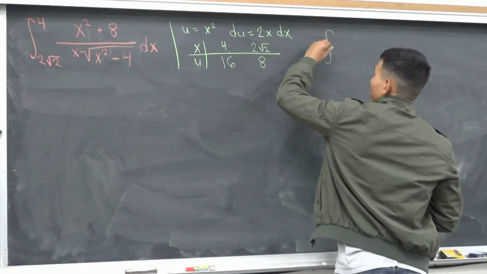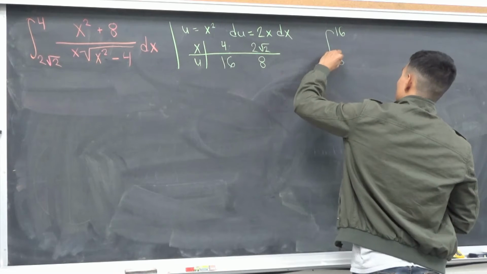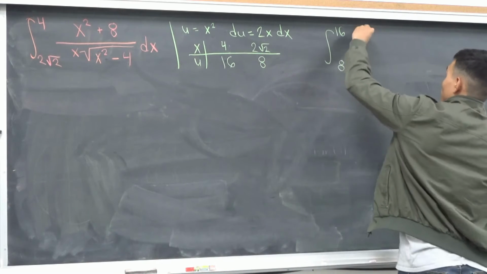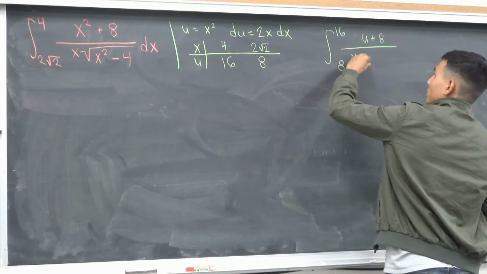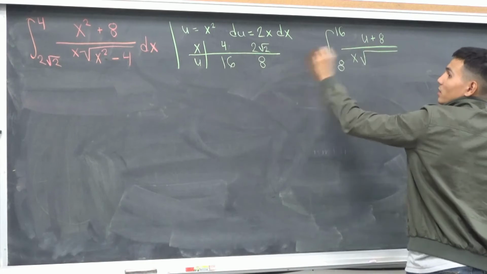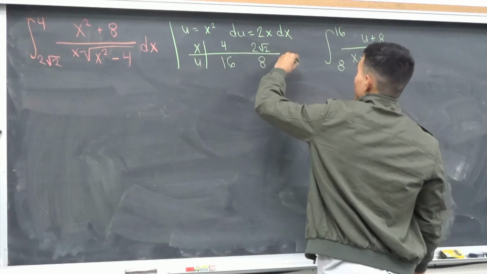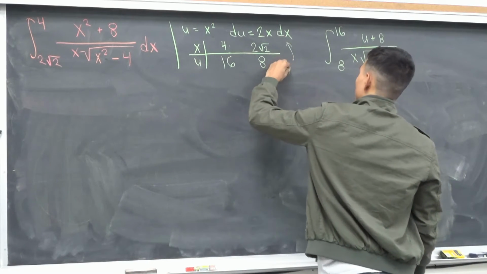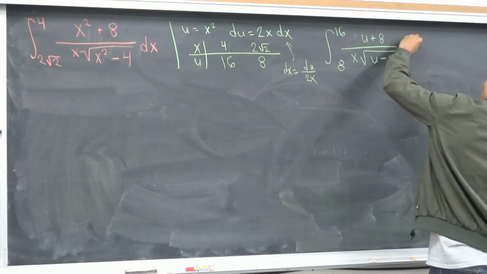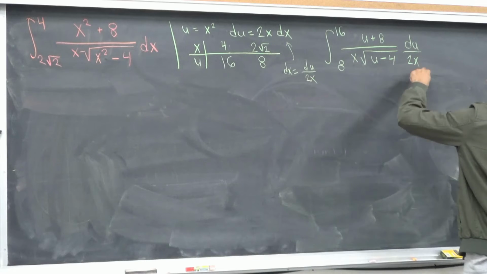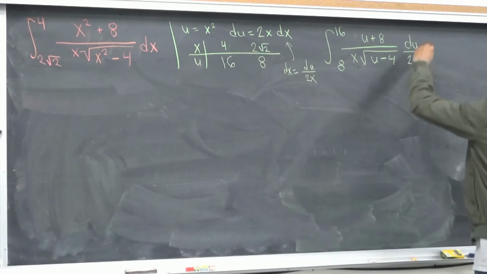So our new integral will be right here. It'll be 16 to 8, and it'll be u plus 8x and u minus 4. Now dx, what is dx? Well, dx itself, dx is equal to du over 2x. So we see we got du over 2x. Note that we have x times x here. So x times x turns into x squared, which turns into u.